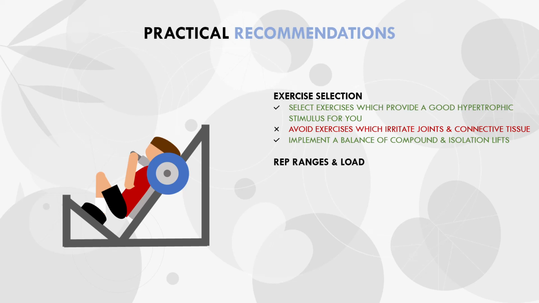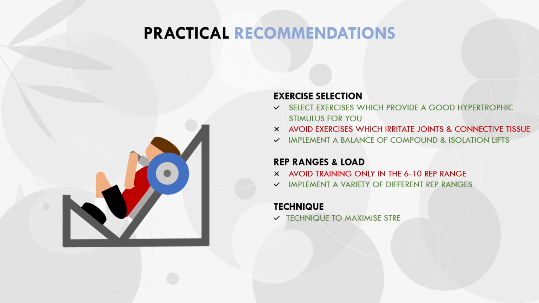While rep ranges and loads aren't really going to impact the stimulus or fatigue cost to any significant extent, we probably do want to avoid training in the 6 to 10 rep range for all sets of our training routine. It may be wise to implement a variety of different rep ranges and loads within the hypertrophy range to ensure the joints aren't experiencing too much local stress. In terms of technique, trainees should try to lift in a way that maximizes stress on the target muscle, not the technique which allows them to lift the heaviest load. This will ensure the target muscle is a limiting factor of each set, while reducing joint stress and systemic fatigue.